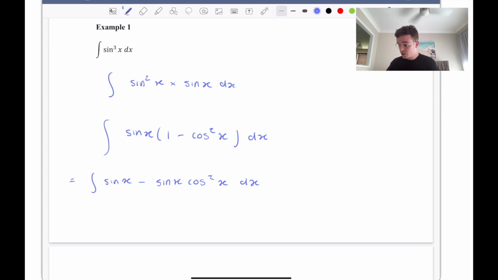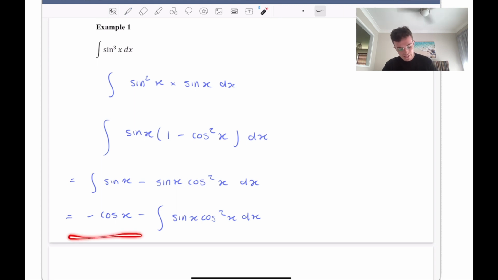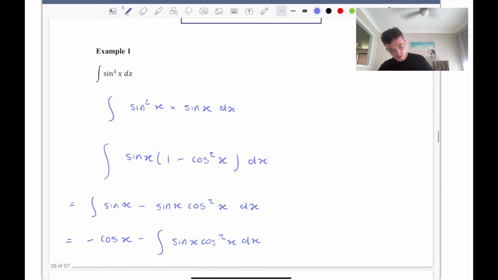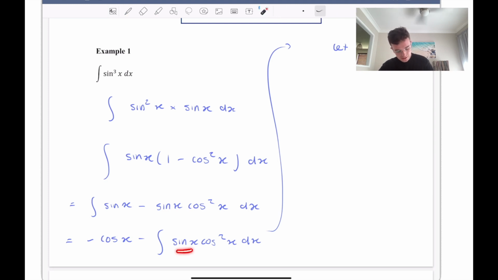And we're going to use a u substitution for the second bit. So I'm going to evaluate the first integral, which is minus cos of x, minus the integral of sine of x cos squared of x. And that's a good strategy that I like to use in an exam. Let's just do something that's easier and we'll do this separately. Let's move up to here. So we've got the integral of sine of x cos squared of x. I'm going to let u equal cos of x, which means du is equal to sine of x dx. Nice and easy because we can replace sine of x dx with du.